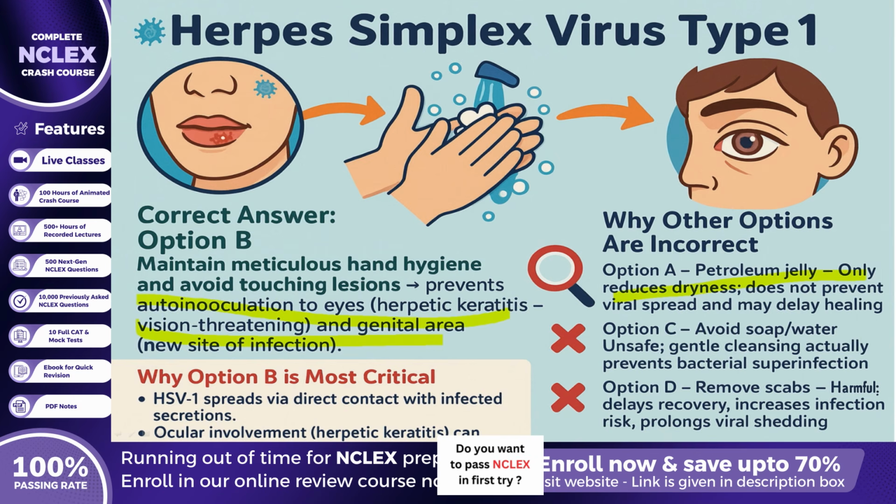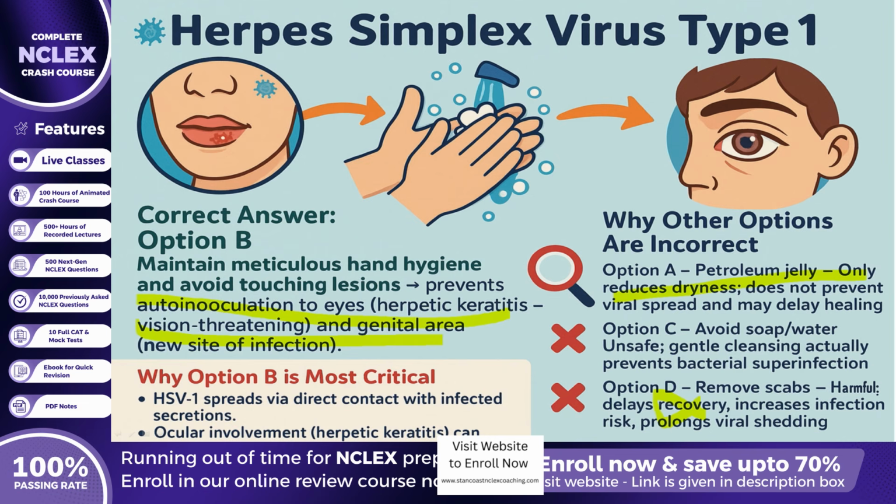Finally, looking at option D, removing scabs manually is harmful and delays recovery. Scabs should always be allowed to fall off naturally, because forcibly removing them increases the risk of infection and prolongs viral shedding. Clinically, it is essential to understand that HSV-1 is a lifelong infection that lies dormant in the sensory ganglia and can be reactivated by stress, fever, sunlight, or immunosuppression. The most serious complication is ocular involvement, but immunocompromised clients are also at risk of systemic dissemination.